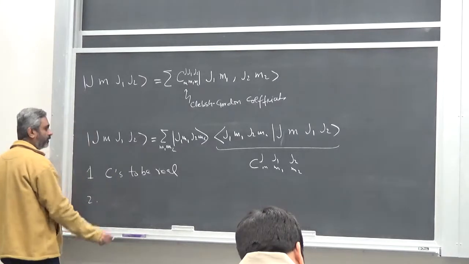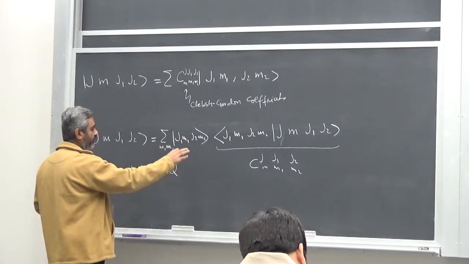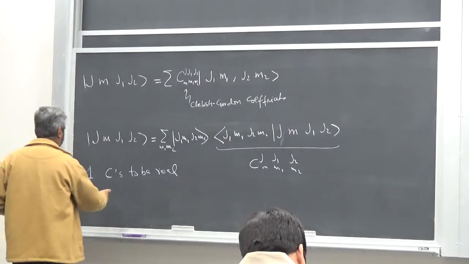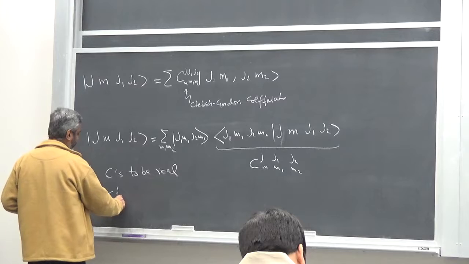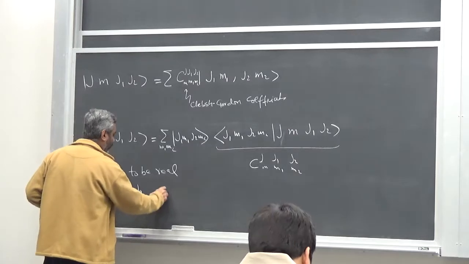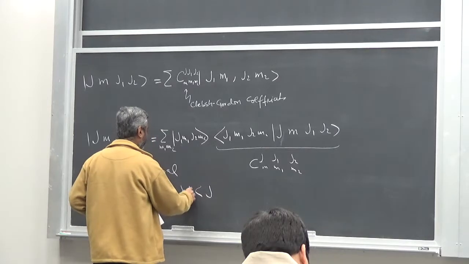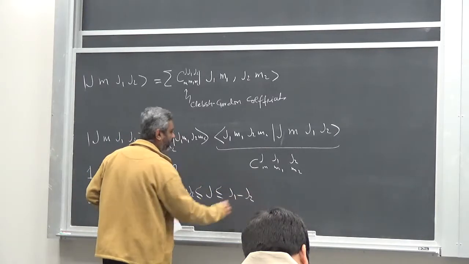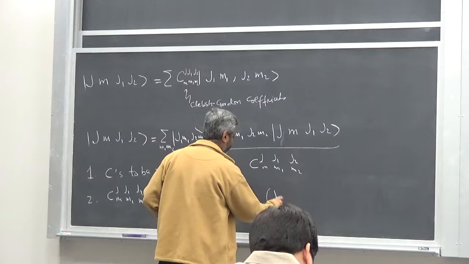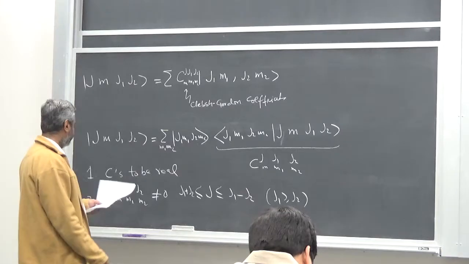Second thing is that since the possible values of J were proven, sort of proven, to fall between J1 plus J2 and J1 minus J2, then C, JM, J1 M1, J2 M2 is non-zero only if J falls between J1 plus J2 and J1 minus J2, with J1 greater than J2. Okay?